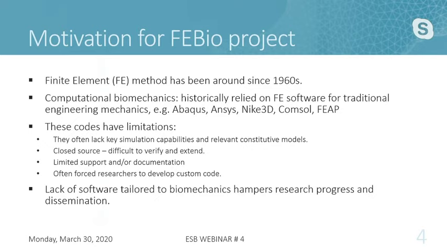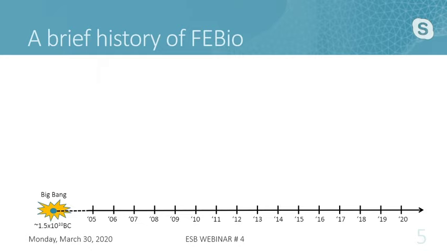They often lacked key simulation capabilities or relevant constitutive models. They were often commercial, which means closed source, making them difficult to verify and see exactly how they are doing things. They didn't always have good support or good documentation, and as a result, researchers were often forced to develop their own finite element codes. And so we were kind of in the same boat, but instead of just developing another in-house FE code, we wanted to create a software package that would try to address some of these limitations. So that led to the start of the FEBio project.